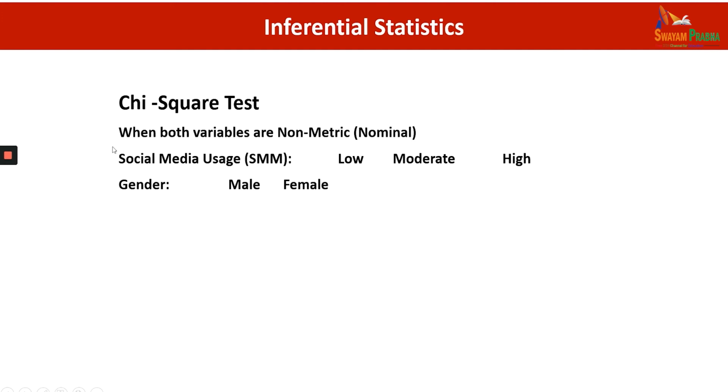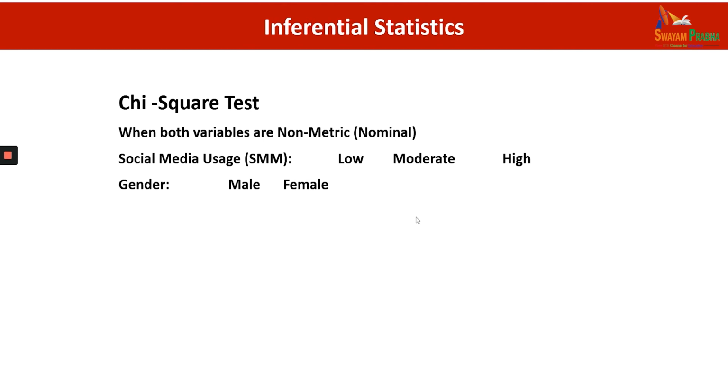Now you can see, I want to find out whether there is any association between social media usage and gender. I want to see whether males use low, moderate, or high, whether any sort of association is there or not, and generalize that to my larger population if I'm working on a sample here. So in this case, both the variables are non-metric and both have categories. So whenever we have to test a hypothesis, we first of all have to frame the hypothesis.